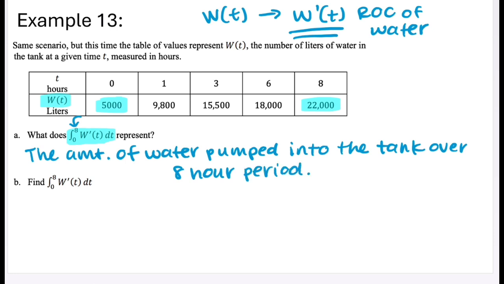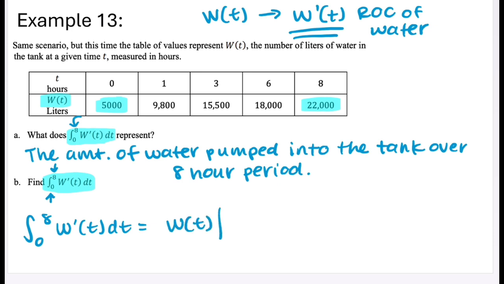Now, the last thing we're going to find for this example is the integral from 0 to 8 of w prime of t dt. You might recognize this as fundamental theorem of calculus part 1. When you integrate a derivative with a definite integral that has endpoints, you get back the original function and just evaluate it from 0 to 8. So technically you're doing w of 8 minus w of 0. And this right here is that fundamental theorem of calculus part 2.